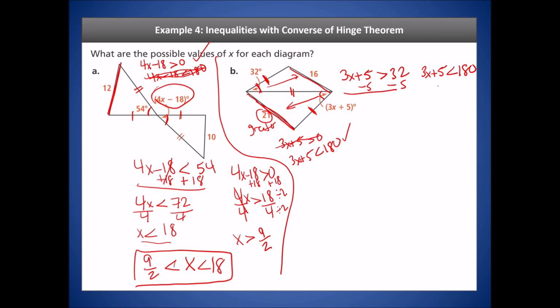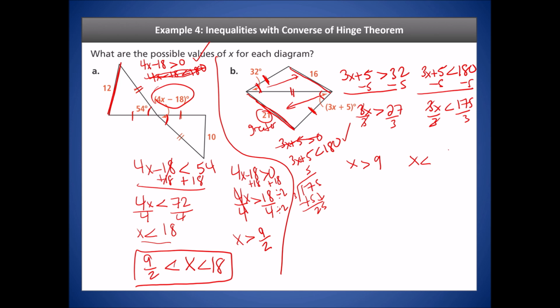Minus 5 here, minus 5 here. So 3x is greater than 27, and 3x is less than 175. Divide by 3 for each inequality. So x is greater than 9. X is less than, 3 goes into 175, should be 50, should be, let's see here, it might be a fraction here. 3 goes into 17 5 times. Yep, so that's going to be a fraction. 3 doesn't go into 25, so we're going to leave it as a fraction.